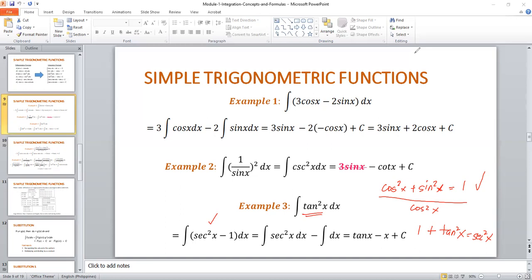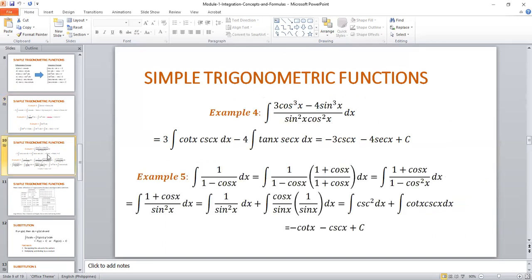Okay, none? Sige. Let me check if I still have examples here. I will just end with the 4th and the 5th example. That way we can start with the other topics next week. Okay? Example 4. It's still on the application of the formulas we discussed.